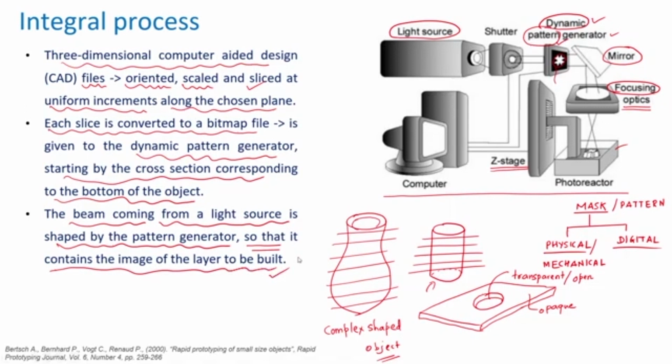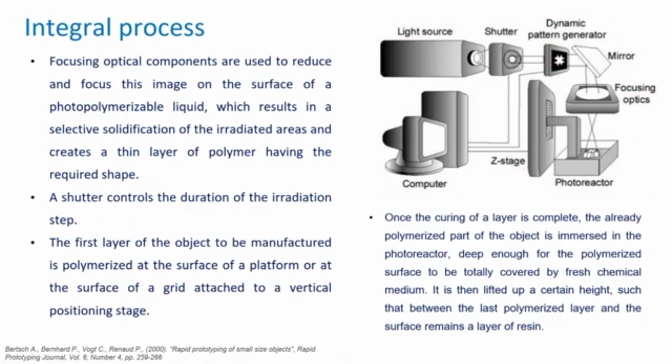So, this we have already seen. Various focusing optical components are used to reduce and to focus the bitmap image on the surface of a photopolymerizable liquid, which results in selective solidification.